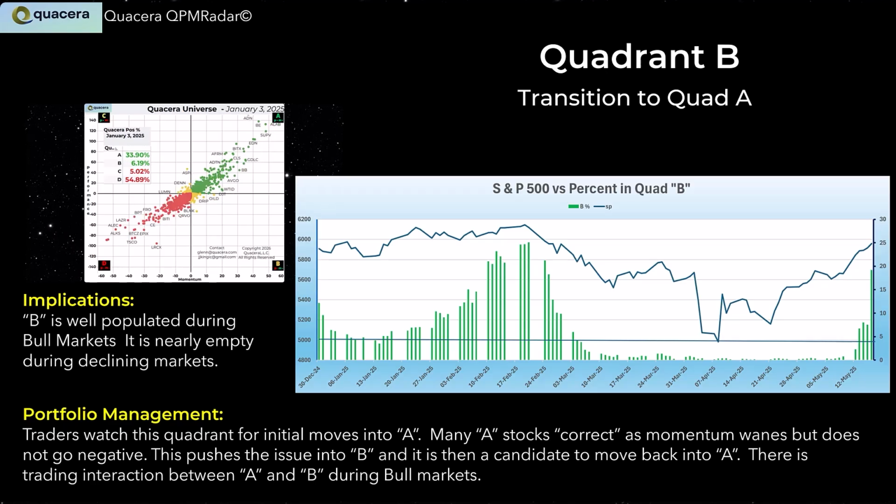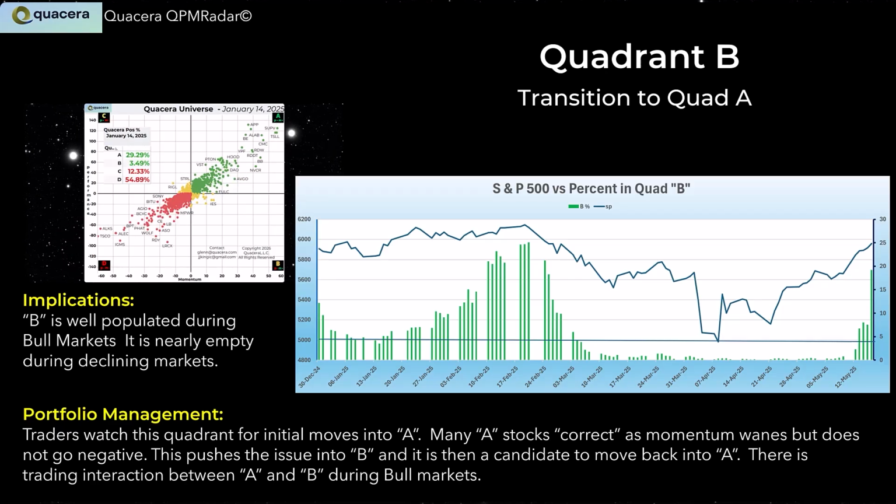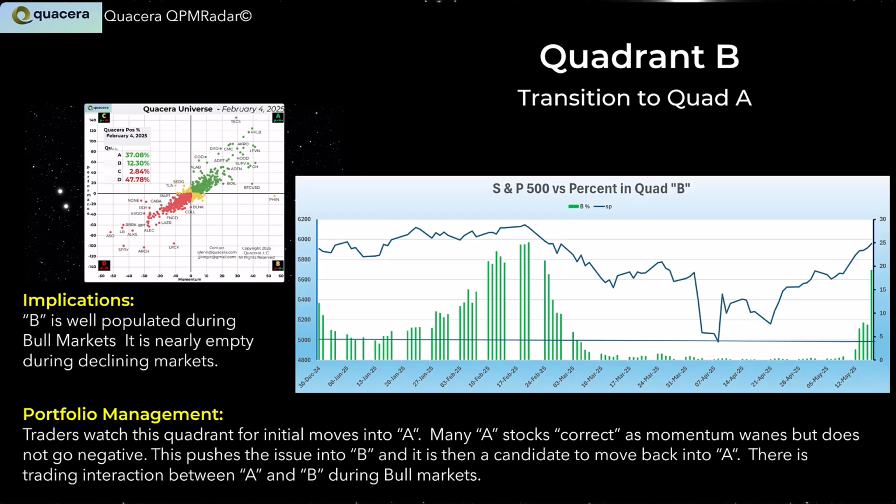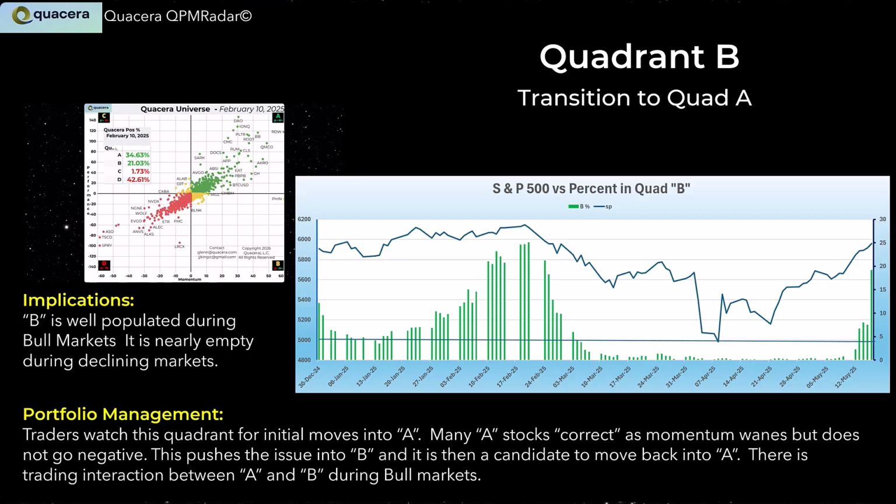Quadrant B is a transition quadrant, transitioning to quadrant A, from D to B to A. In normal bull markets, this is well populated, with some coming from D and some migrating back to A. During market declines, this quadrant is relatively unpopulated, as you can see here from the brief decline we had in February, March, April of 2025. During that decline, quadrant B was relatively unpopulated.